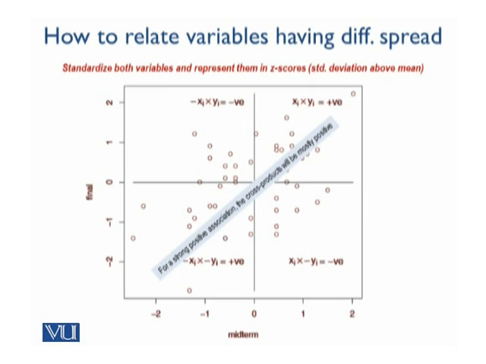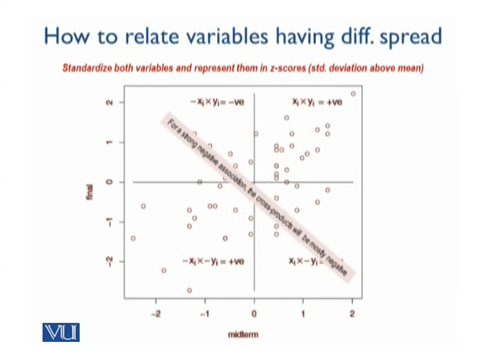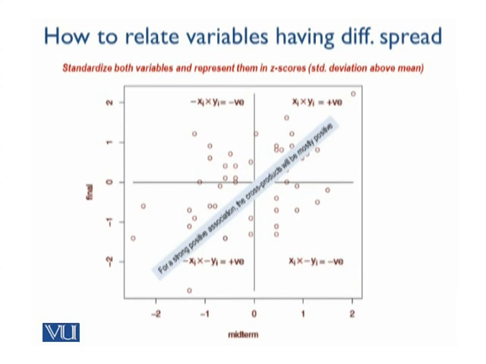Cross product here means the z value of the x variable multiplied by the z value for the y variable, and it just means how far above the mean both variables are. So if one variable is above the mean and the other is below the mean, their cross product will be negative. But if both variables are above the mean or both are below the mean, then you would have a positive cross product. So we can see all these variations in the slide now.